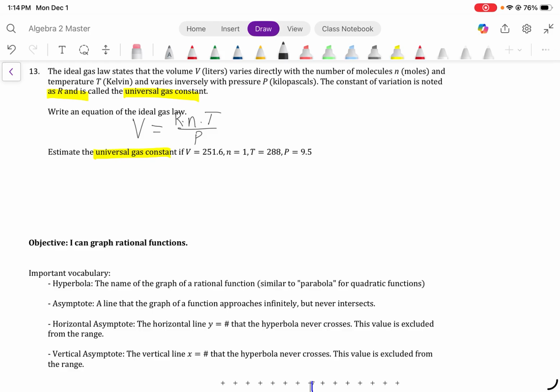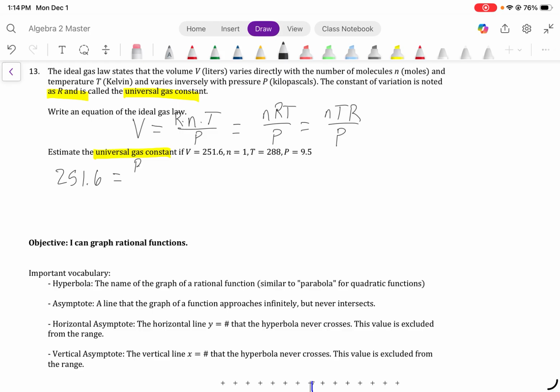Okay, now I could have written this nRT over P. I could have written this as NTR over P. Really doesn't make much of a difference. I need a lowercase n, capital T, capital R, multiplied by each other across the top with capital P on the bottom.